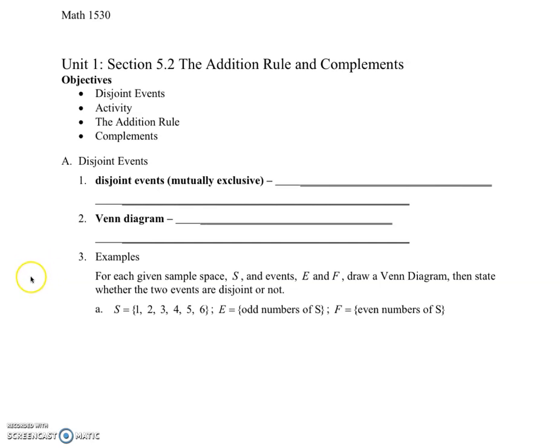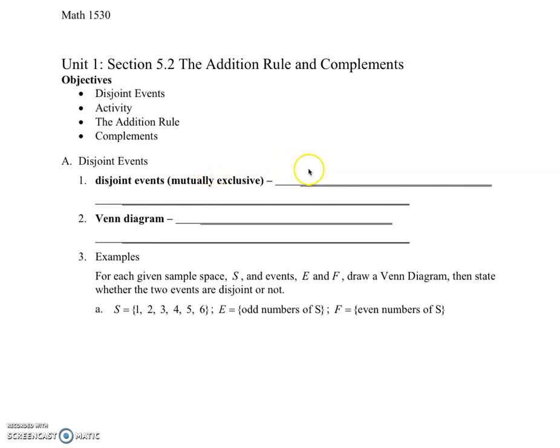In the last section, we talked about probability and simple probabilities. In section 5.2, we're going to talk about the addition rule and complements. So first, we need to talk about what it means to be a disjoint event.